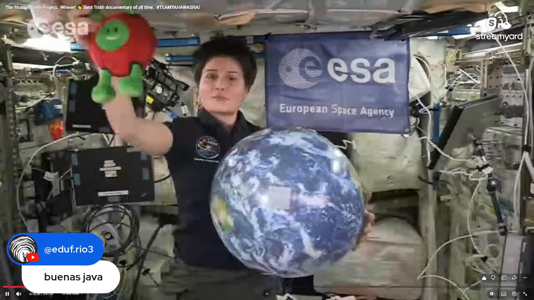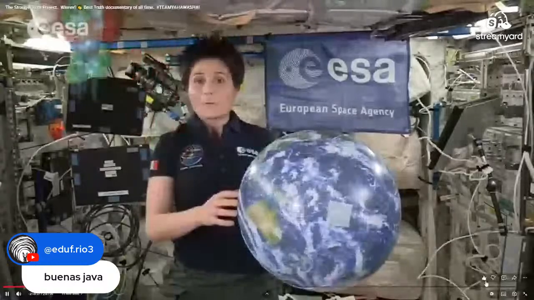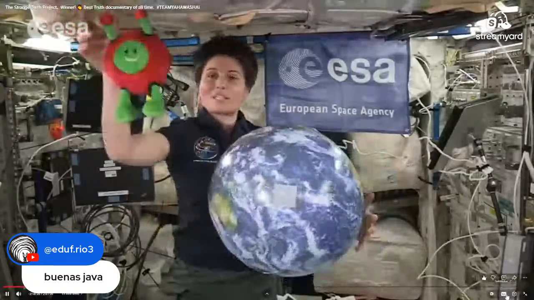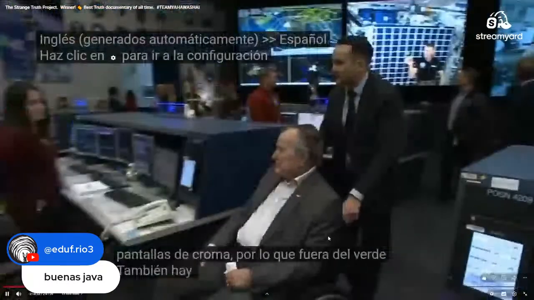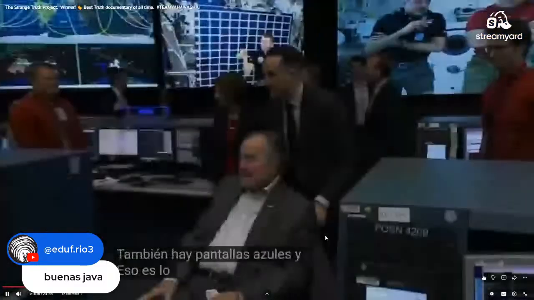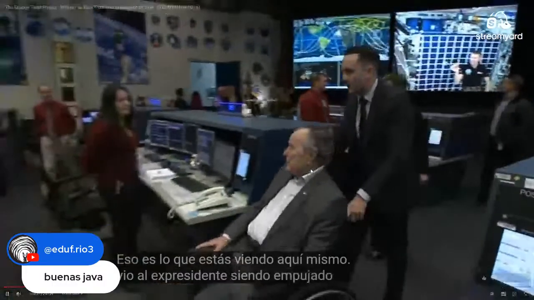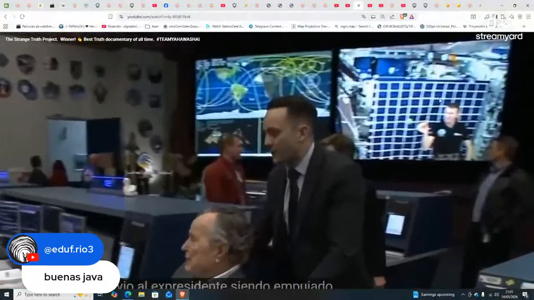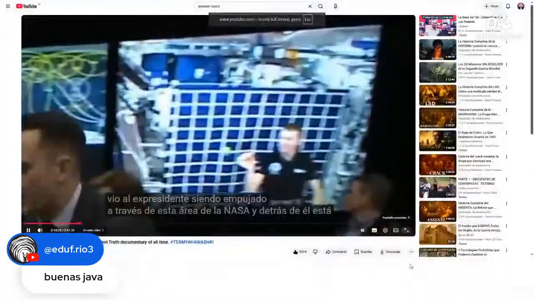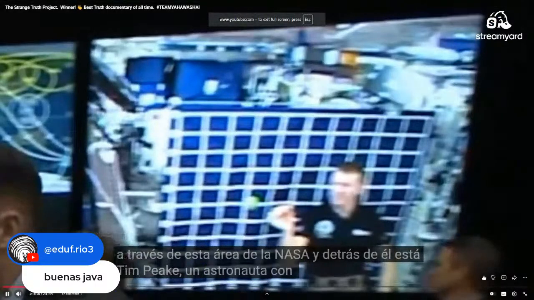This is an example of augmented reality. And then there are chroma key screens. So outside of green screens, there are also blue screens. And that's what you're seeing right here. Our friend Tim Peake. You're seeing the former president being pushed through this NASA area, and behind him is Tim Peake, an astronaut.